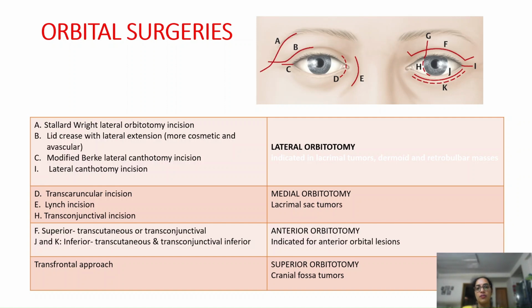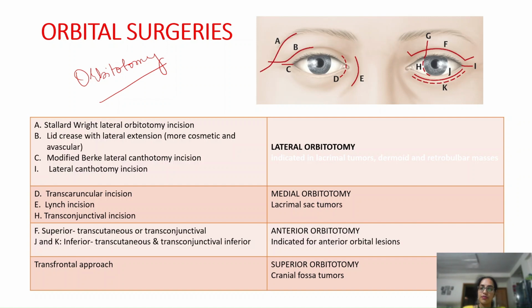So coming to orbital surgeries or orbitotomy. Orbitotomy literally means cutting a part of the orbit, but always it's not true. Okay, in orbitotomy you can also mean that you are entering the orbit. Okay, you don't have to remove a part of the bone or cut a part of the bone. You can enter the orbit through these incisions that I've shown here.